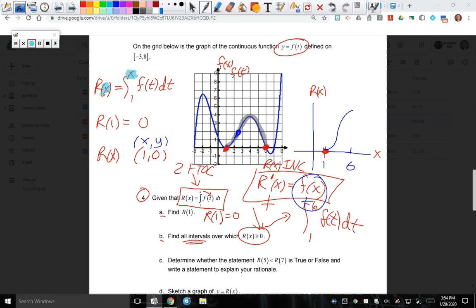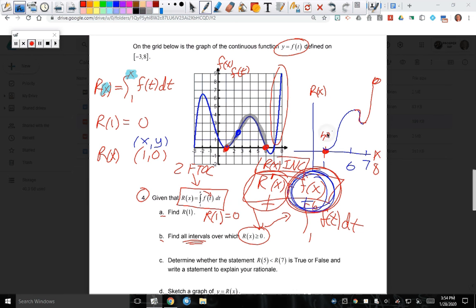How about from 6 to 7? It decreases because the f of x is negative, but it's only going to decrease a little bit. So we could say it decreases. And then how about from 7 to 8? It increases a lot because this is positive, which means r prime is positive, which means r of x is increasing again. Y'all see that?